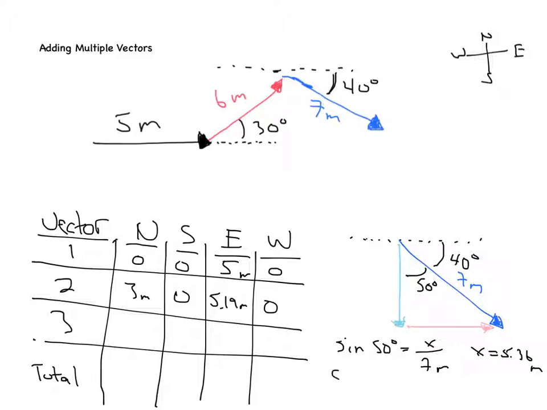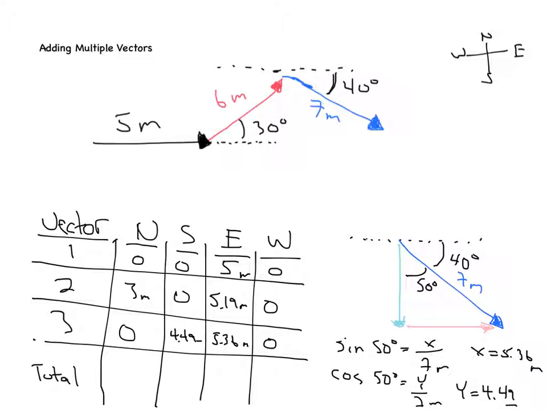And then, of course, we do cosine of 50 equals y over 7 meters. And that gives us a y value of 4.49 meters. So we can put these in our table. Now, the y component is in the south direction. So for vector 3, we're going to have 4.49 meters in the south. And then the x vector is in the eastward direction, so we're going to have 5.36 in the east. And then these become 0.